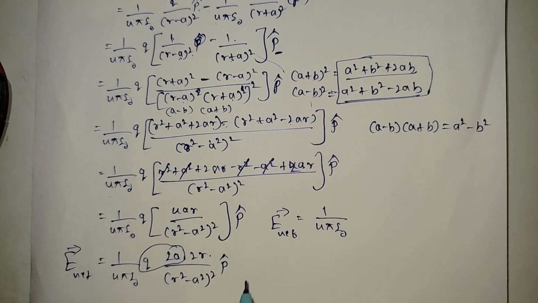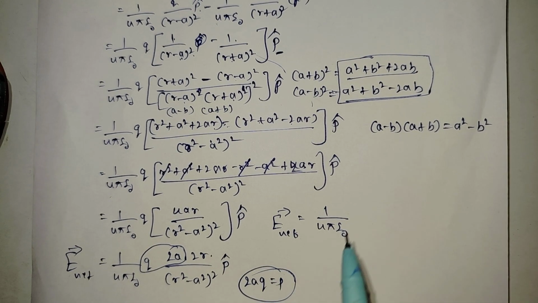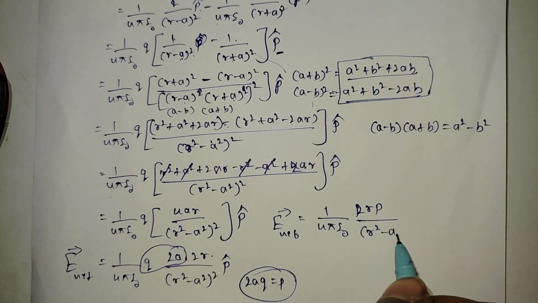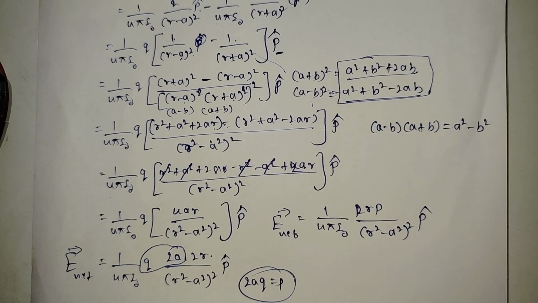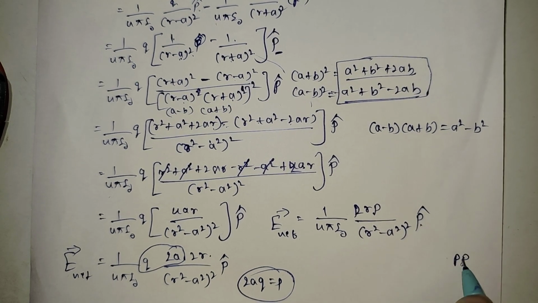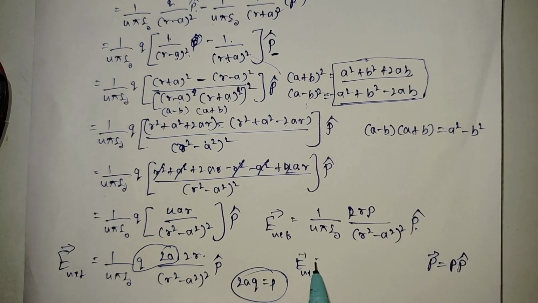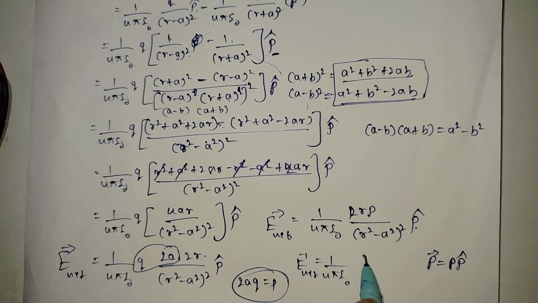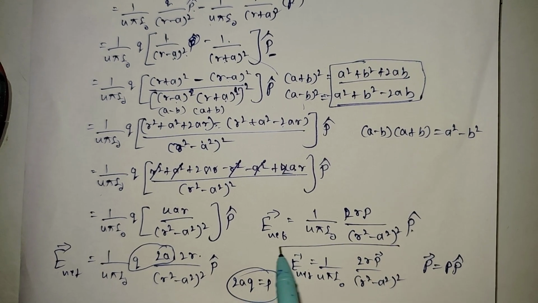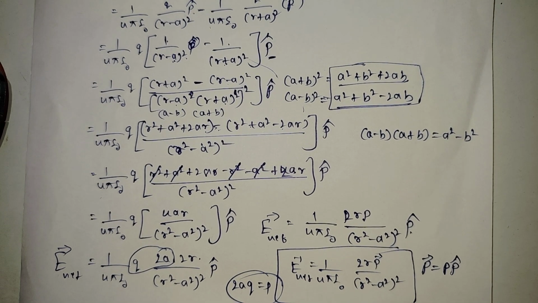Here 2aQ is the dipole moment, so p equals 2aQ. So I will write 2rp, or 2pr, divided by r square minus a square whole square. Here p and p cap together give p. So E net equals 1 divided by 4 pi epsilon naught, 2rp divided by r square minus a square whole square. This is the final equation of the electric field due to an electric dipole on the axial line.